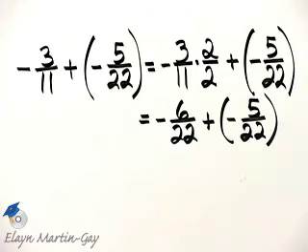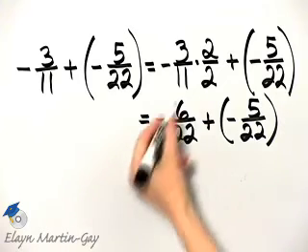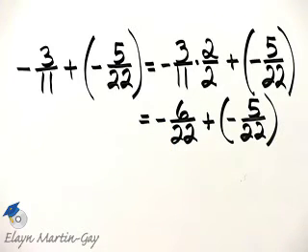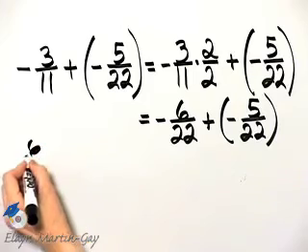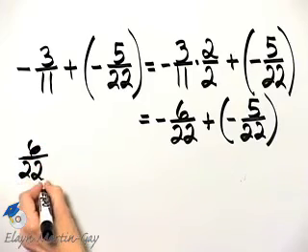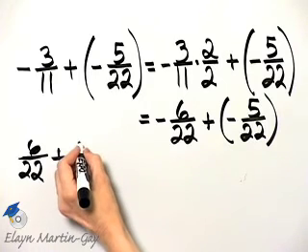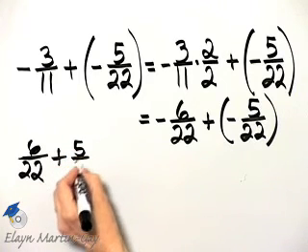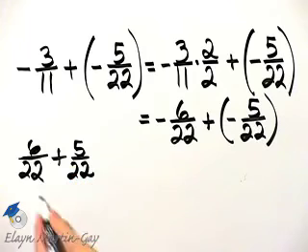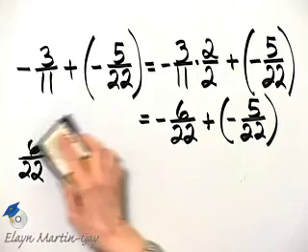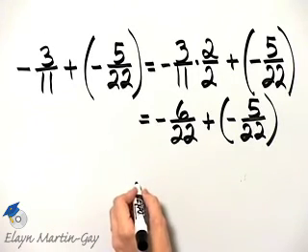Once again, how do you add two numbers with the same sign? You add their absolute values. What is the absolute value of -6/22? It is 6/22. And what is the absolute value of -5/22? It is 5/22. And what is that sum? That sum is 11/22.